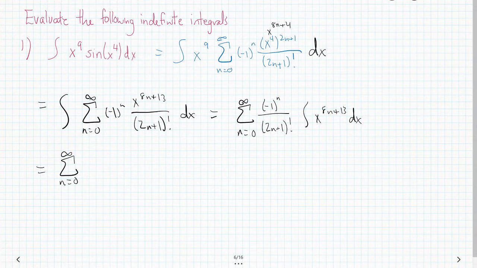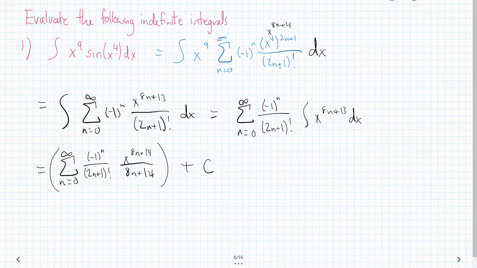So this thing becomes the summation, we don't have any changes with the negative 1 to the n, and then the 2n plus 1 factorial. Now all we need to do is add 1 and put it over that number. So this becomes x to the 8n plus 14 after we add 1 and put it over that same number, 8n plus 14. And don't forget to add that constant c. And this, folks, represents our indefinite integral.